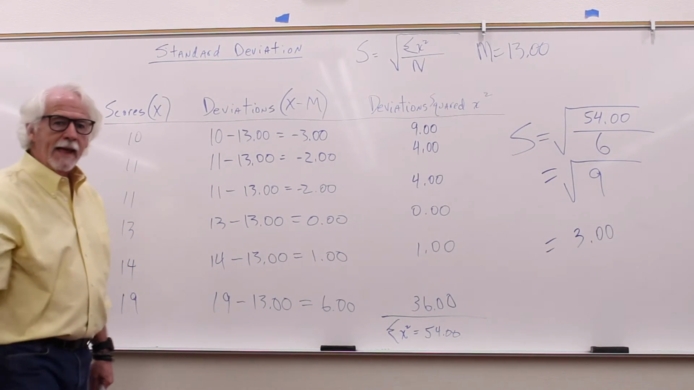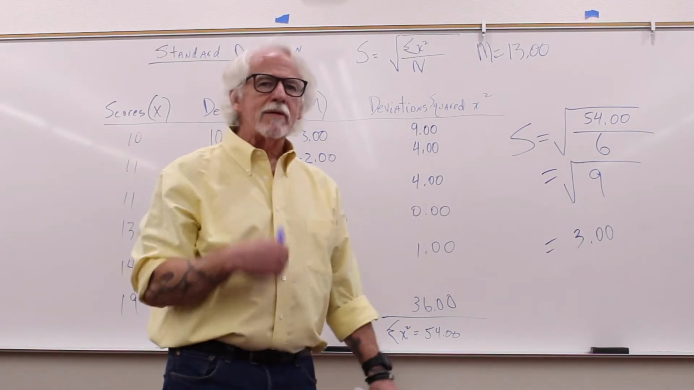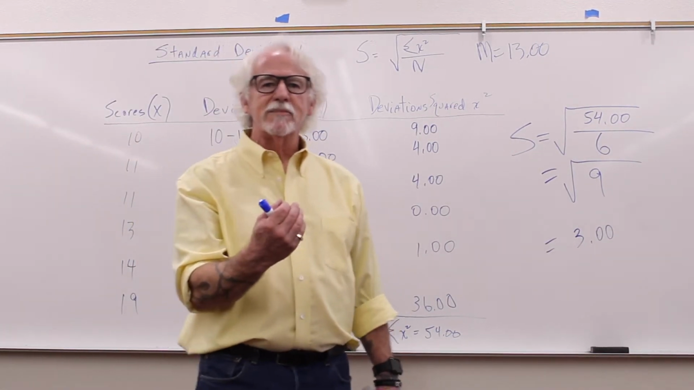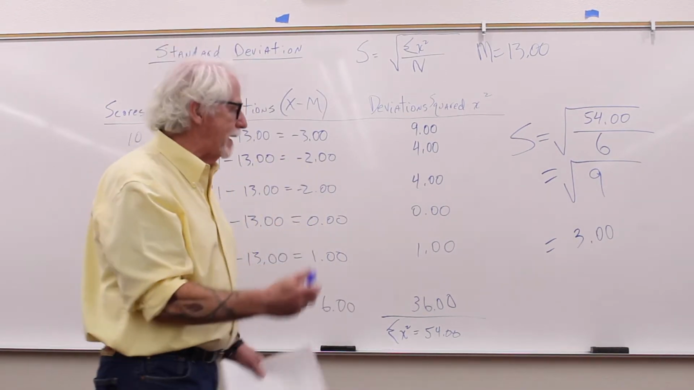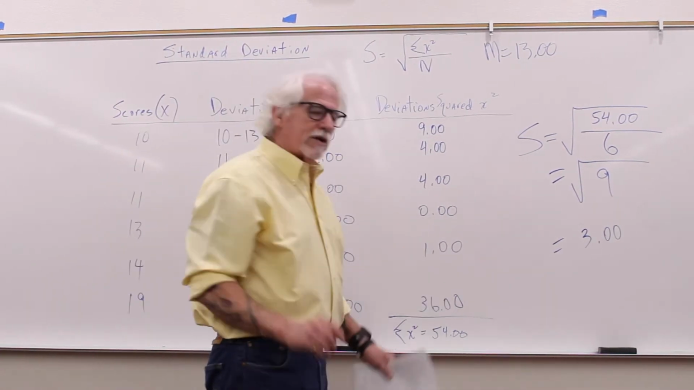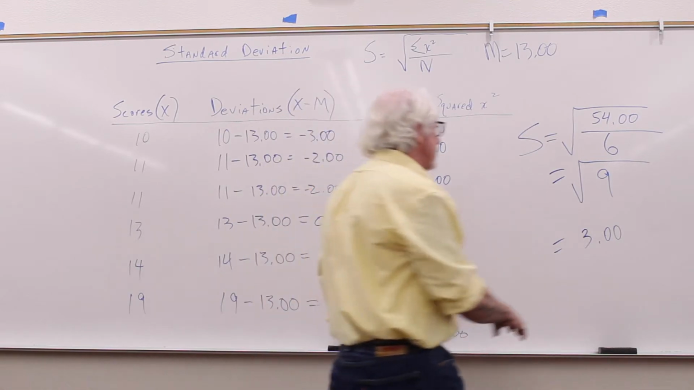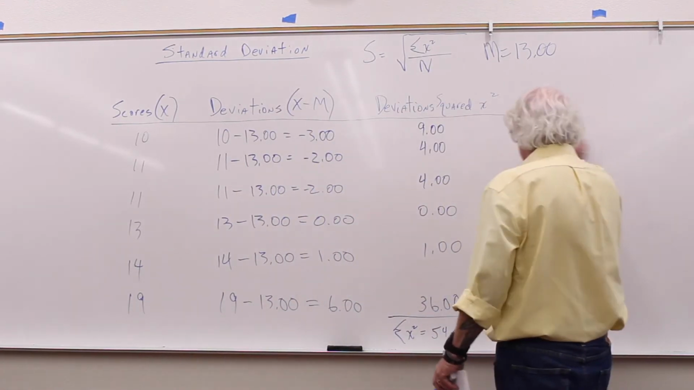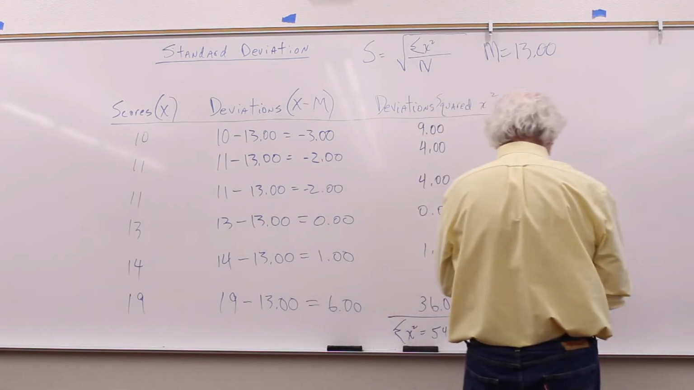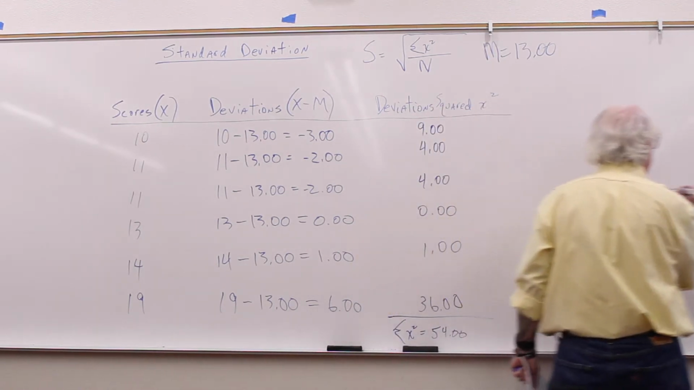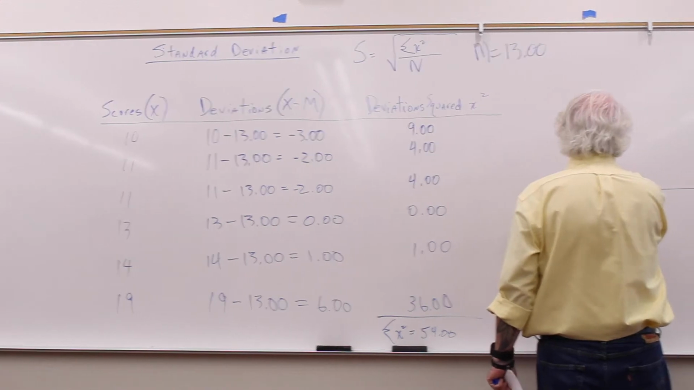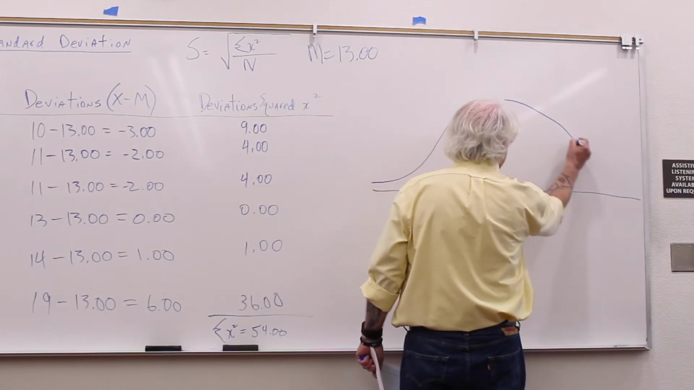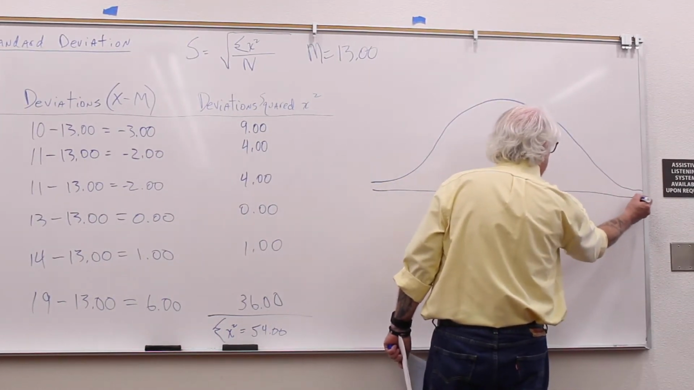Now, when I was saying this tells us how far somebody is from the mean, we're going to go back to that curve. So I'm going to erase this and draw up another norm curve. I kept saying we're going to be using this a lot. This is our thing.